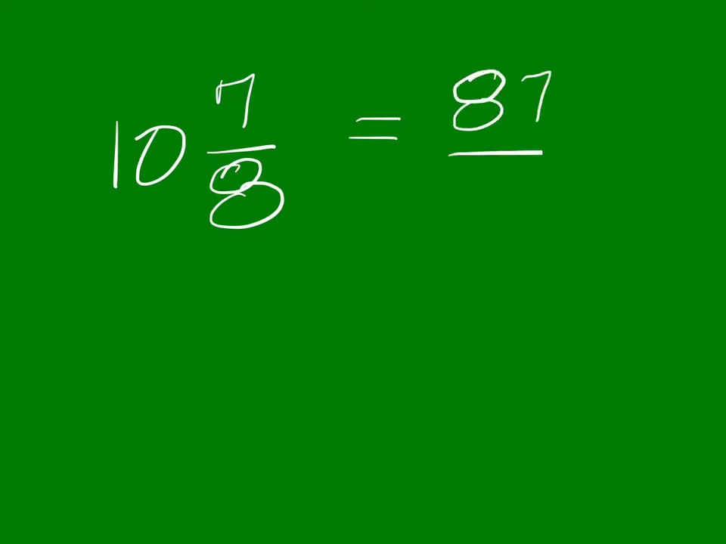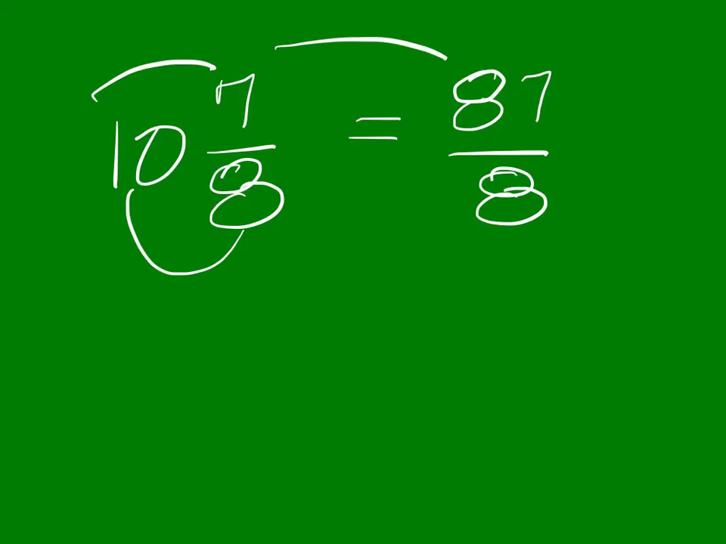What would 10 7/8 be? 87 over 8. 8 times 10 plus 7 gives you that.